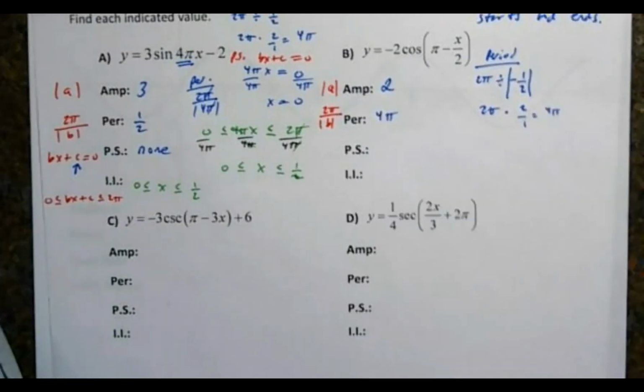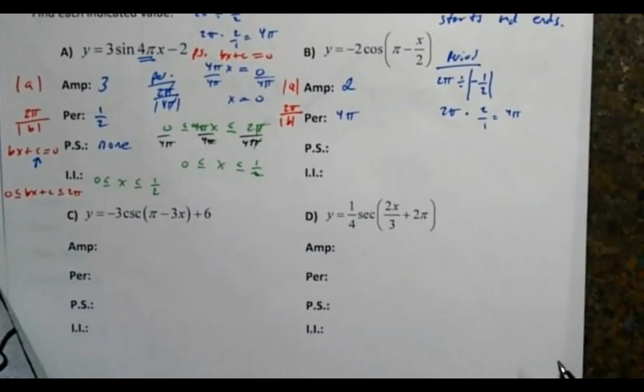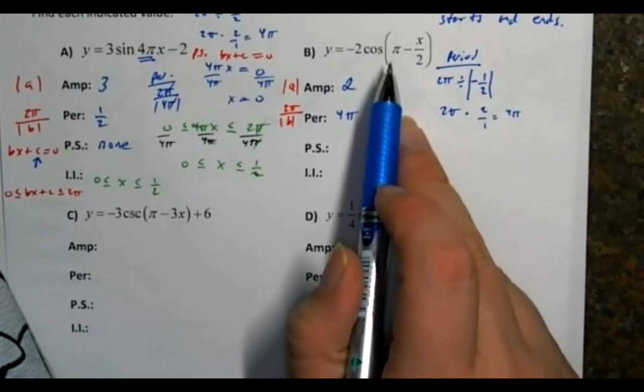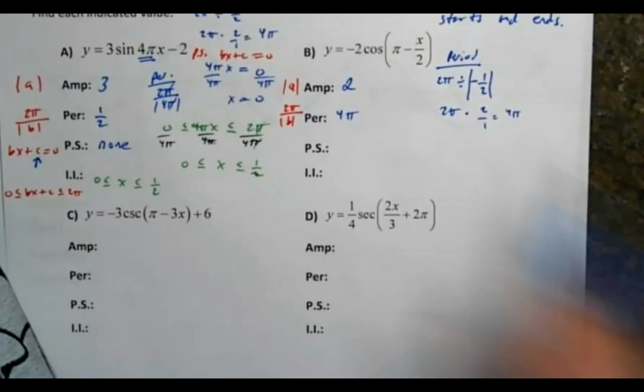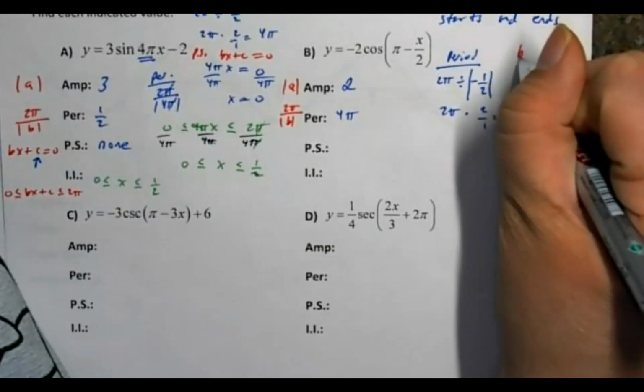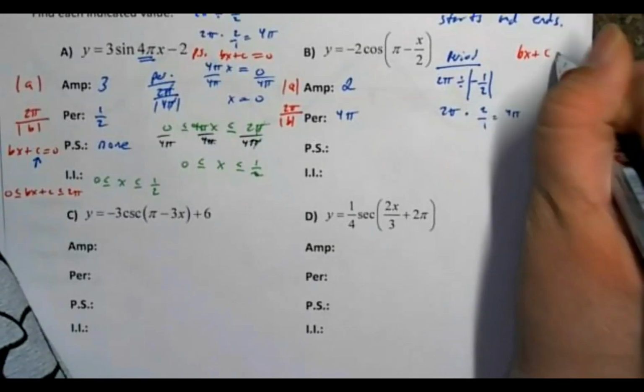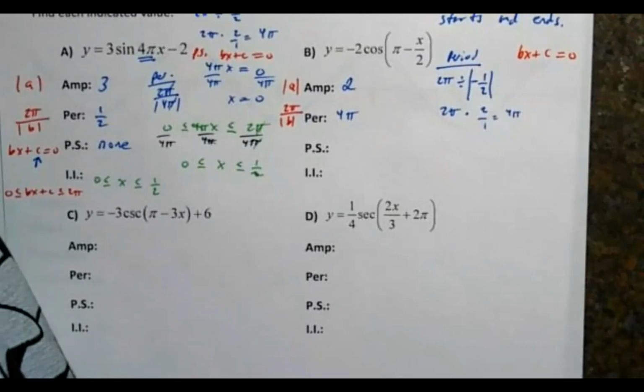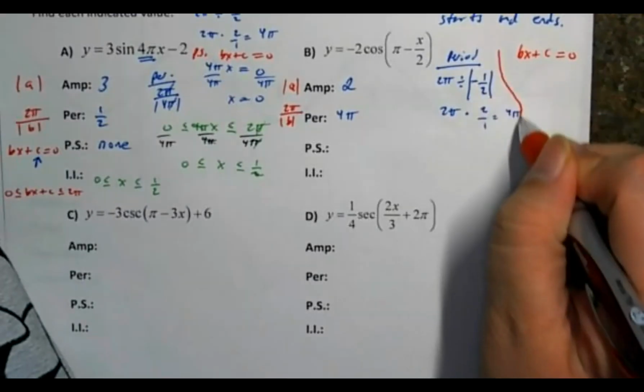Period is 4 pi. Phase shift. Is there a phase shift? Yes. There is a C term, so there is a phase shift. So for the phase shift, I'll take Bx plus C, set that equal to 0, and solve it. Let me just kind of do that.